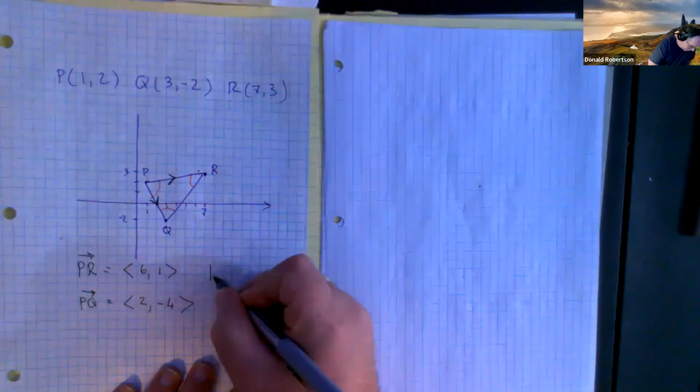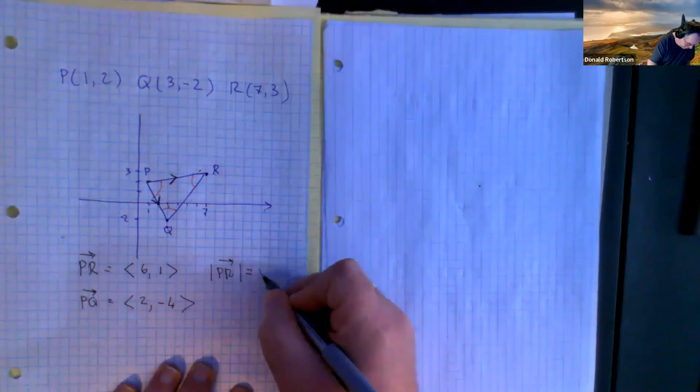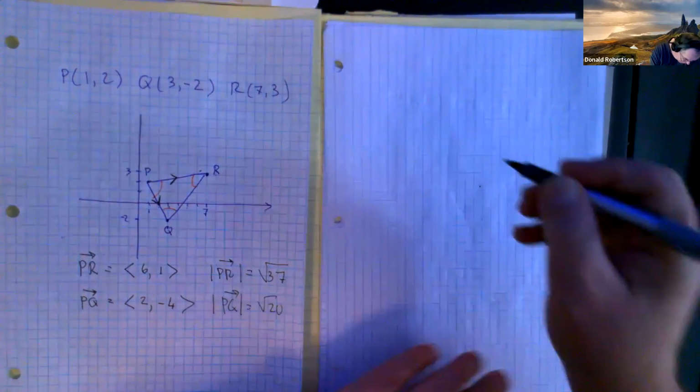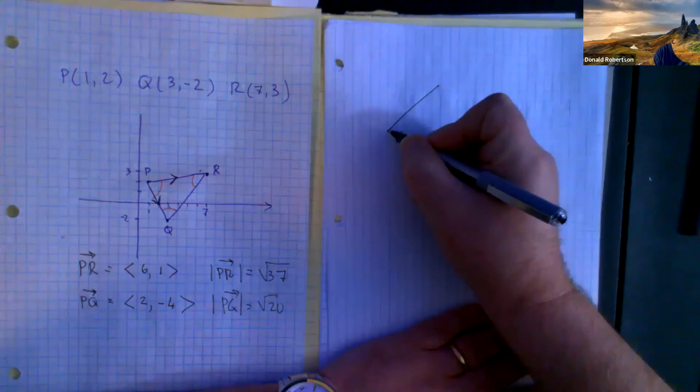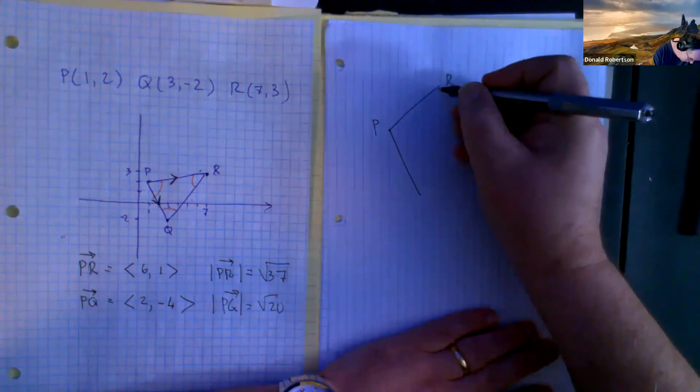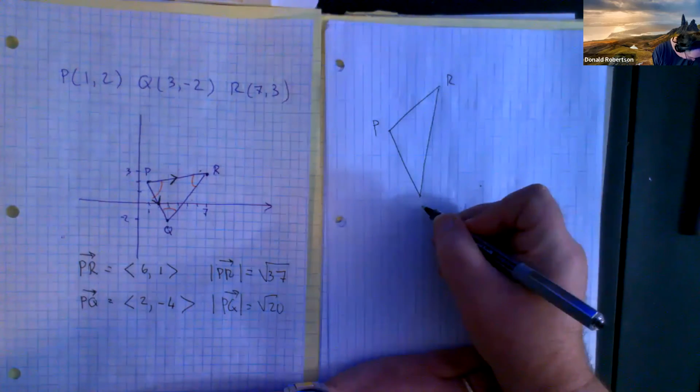Now, in this case, the magnitude of PR is the square root of 37, and the magnitude of PQ is the square root of 20. So I'm actually going to draw a triangle here that's meant to represent the same thing. And every time I find something, I'm going to write it into this triangle.